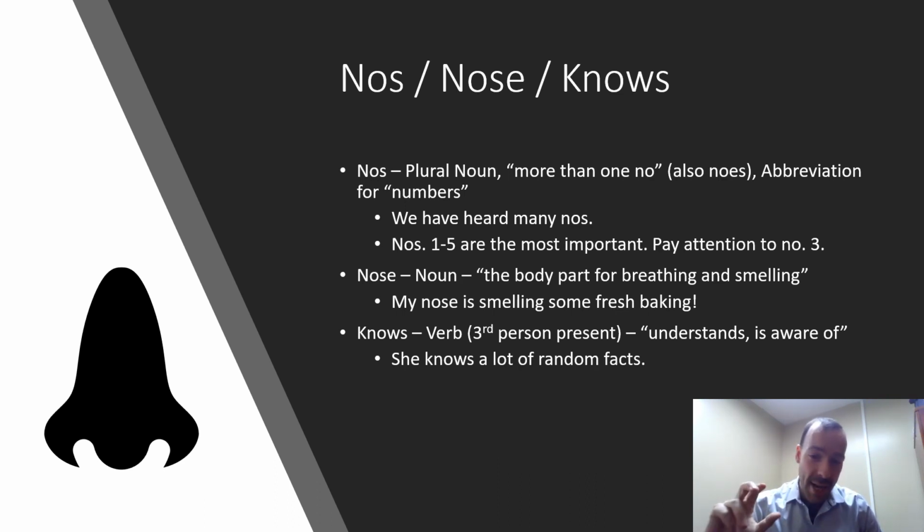This is a common action word, a verb. It's a third person present form of the verb know, which means to understand something, be aware of something. She knows a lot of random facts.